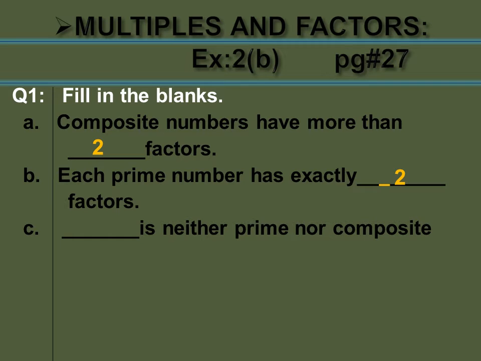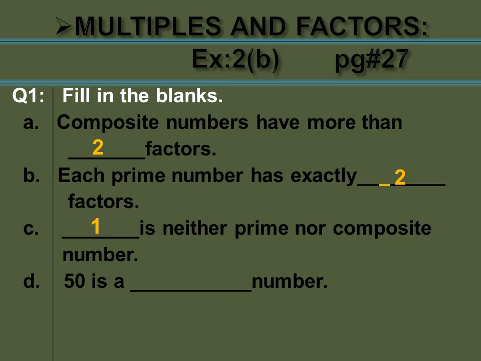Dash is neither prime nor composite number. Dear students, 1 is a number that is neither prime nor composite. Why? The reason is that 1 has only one factor. So we will write 1 in this blank. Now dear students, part D.